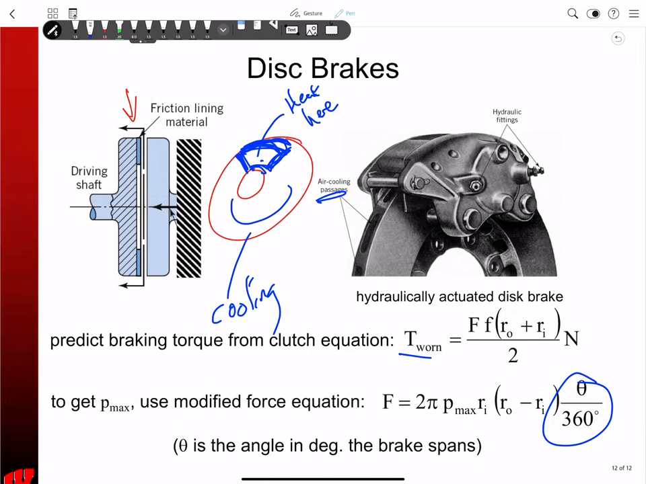And I think that's all I'm going to do today. I did want to do drum brakes, but I don't think we're going to get to drum brakes. The geometry and the calculus becomes really cool once you integrate sines and cosines and stuff like that. But I think we're going to skip that.